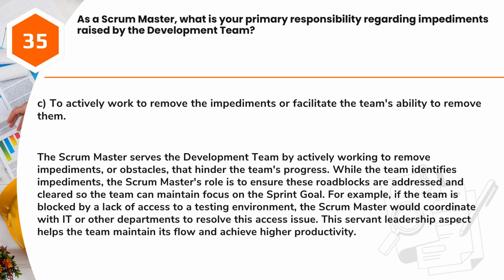For example, if the team is blocked by a lack of access to a testing environment, the Scrum Master would coordinate with IT or other departments to resolve this access issue. This servant leadership aspect helps the team maintain its flow and achieve higher productivity.